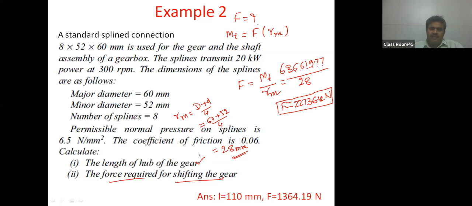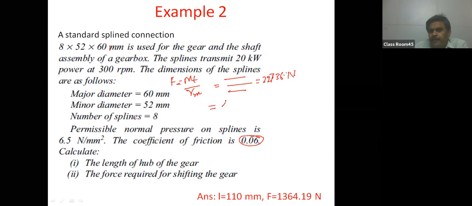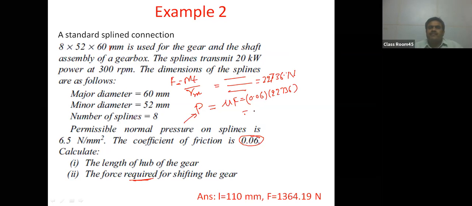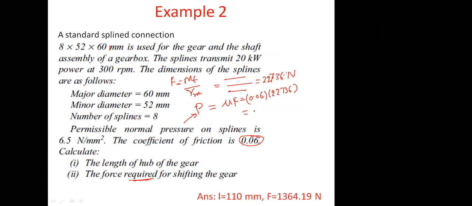Now, because the coefficient of friction is given, that's why friction is mu times F, and P is equal to mu times F. P is the frictional force that the question is asking us for. So mu F is given by 0.06 into 22,736. Solve it. 0.06 into 22736. 1364.16.